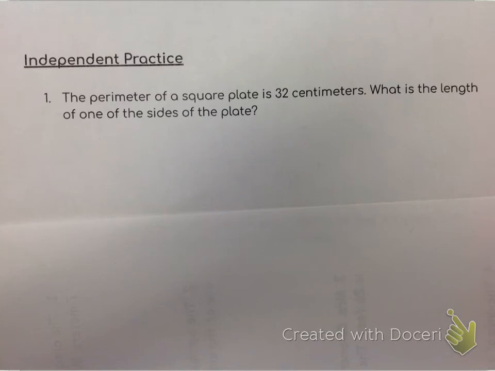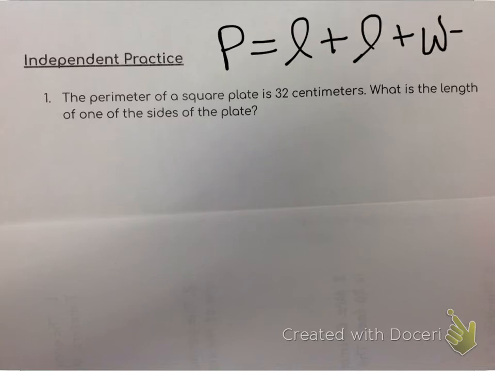So I'll put the equation up top for perimeter. We know that perimeter equals the length plus the length plus the width plus the width, and that never changes. And so we find this stuff a little differently.